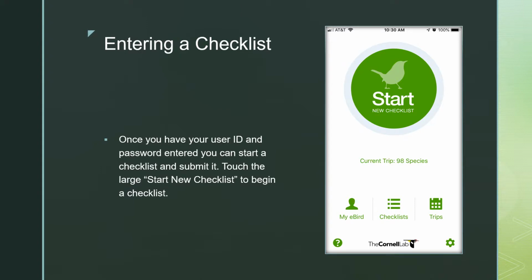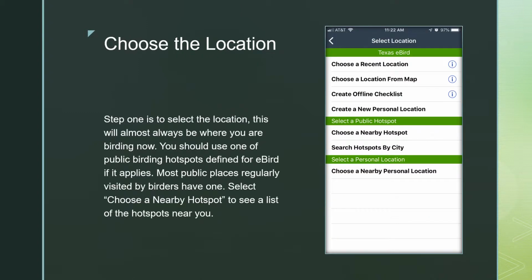Once you have your user ID and password entered, you can start a checklist and submit it. Touch the large Start New Checklist to begin a new checklist. Step 1 is to select the location. This will almost always be where you are birding now. You should use one of the public birding hotspots to find for eBird if it applies. Most public places regularly visited by birders have one.